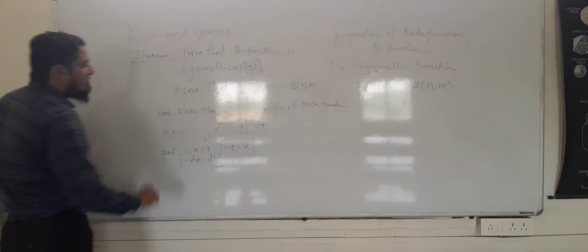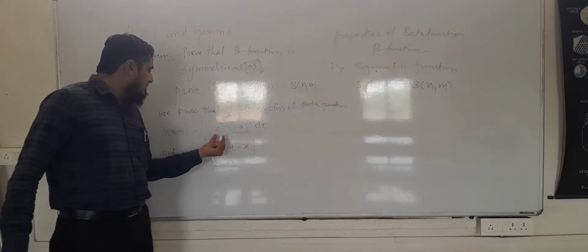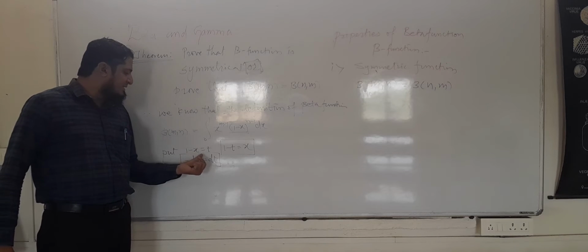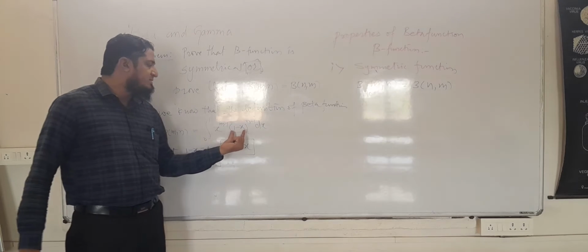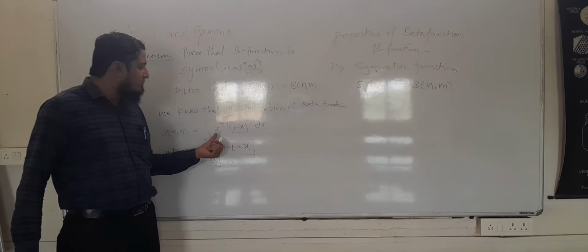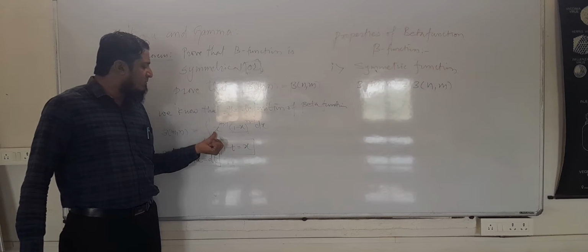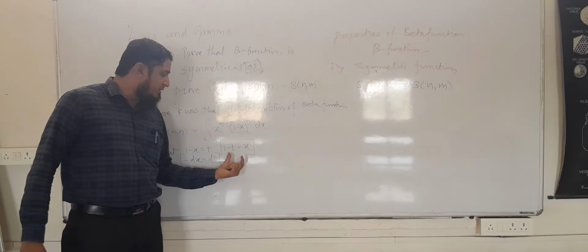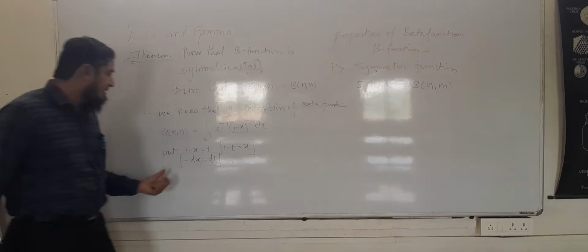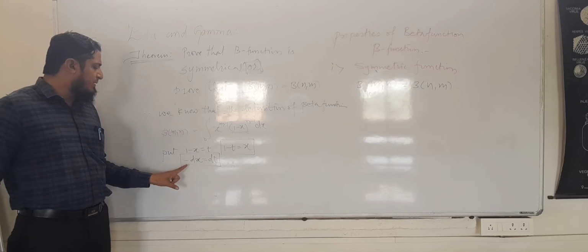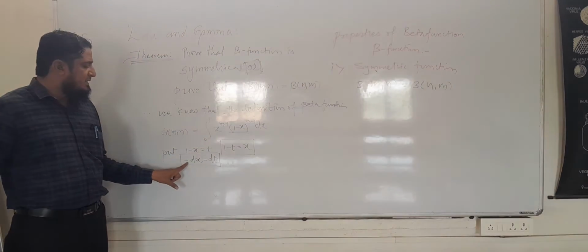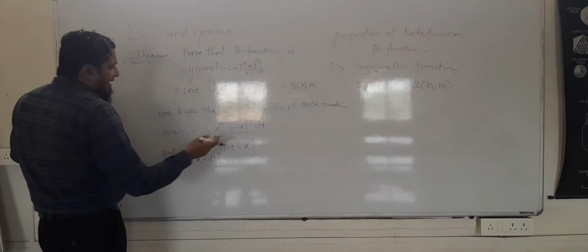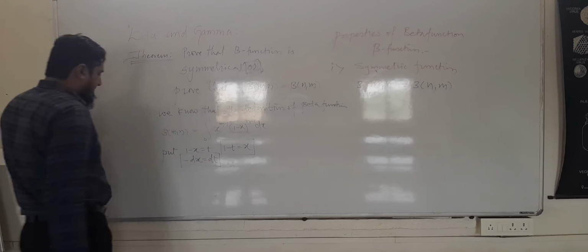One more thing we have to find, because we have taken 1 minus x is equal to t. Now we have to convert x in the form of variable t. Then we will get from this equation 1 minus t is equal to x. And if we differentiate with respect to t, we will get minus dx is equal to dt, correct?